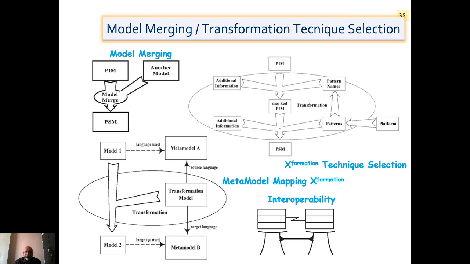Next is the model merging. Two models are there at PIM level. Two use case diagrams are there and you are required to merge them. How will you merge them? Again you will use your knowledge, right? What is that knowledge? Knowledge created with the help of marking. That is, have additional information, mark the PIM, have patterns associated with it and do the PSM, right?